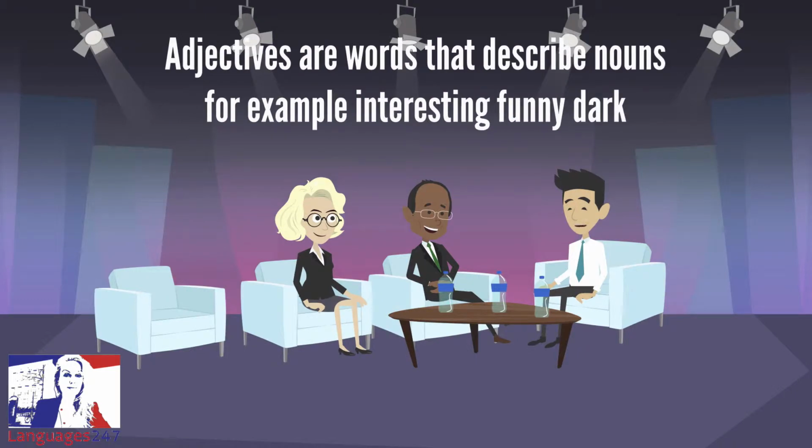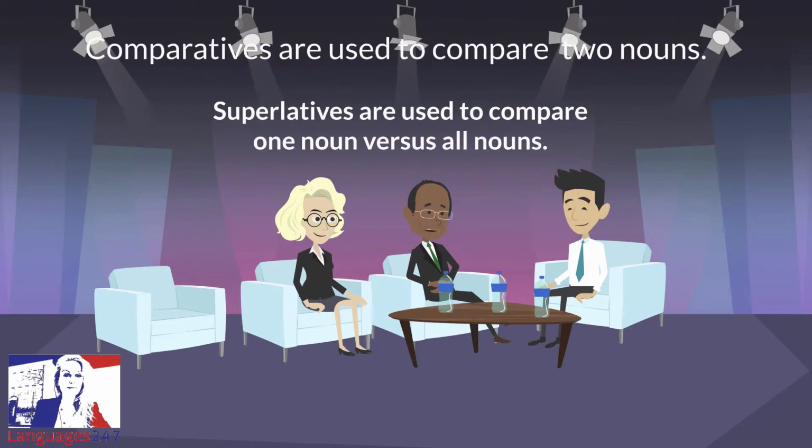Today we are going to discuss superlatives and comparatives. Let's look at adjectives. They are used to describe a noun. The simple form of adjectives: interesting, funny, dark. Never forget that there are other forms: 3 forms of comparatives and 2 forms of superlatives. Comparatives are used to compare 2 nouns. Superlatives are used to compare one noun versus all nouns.